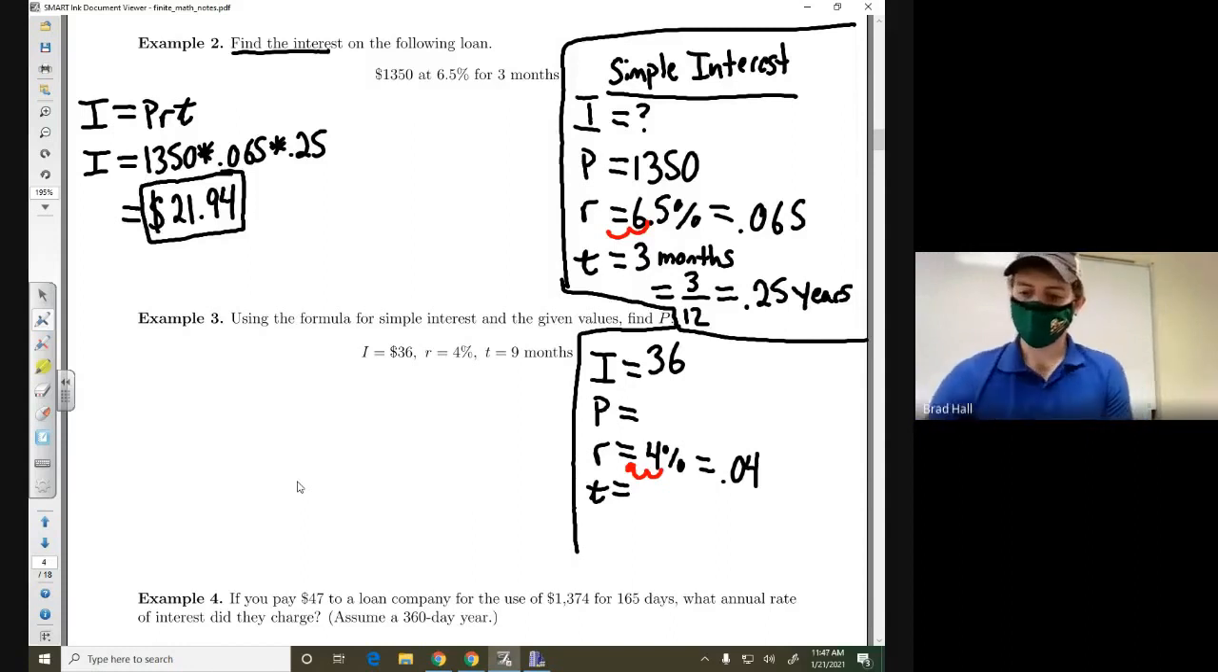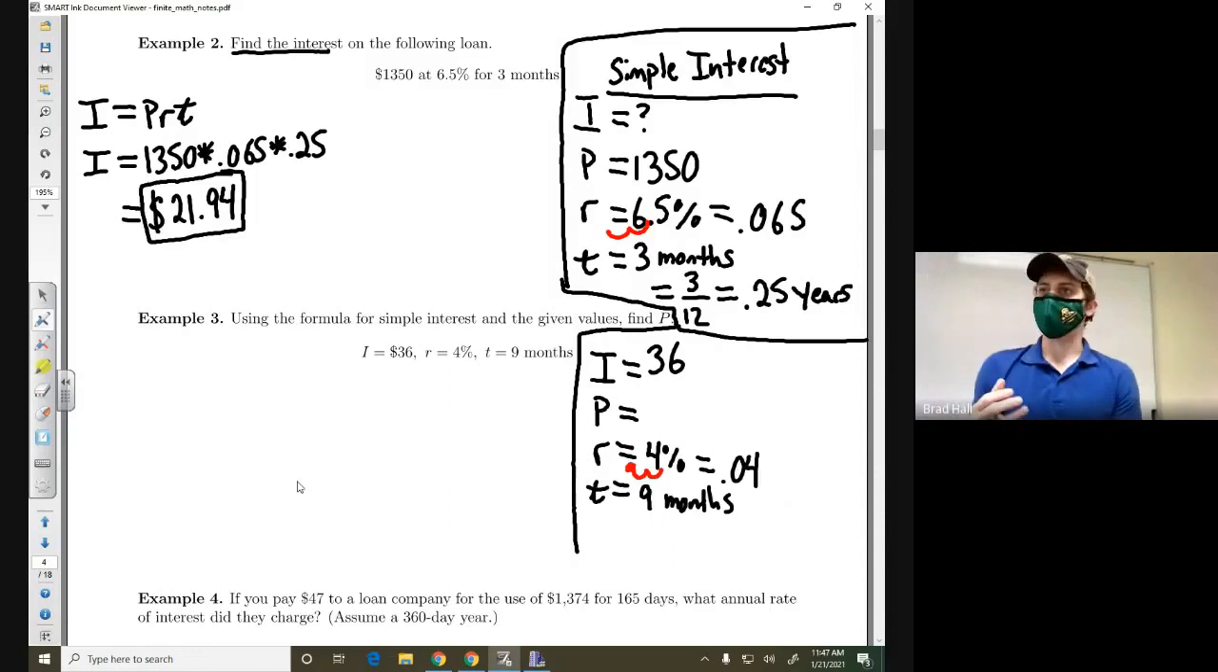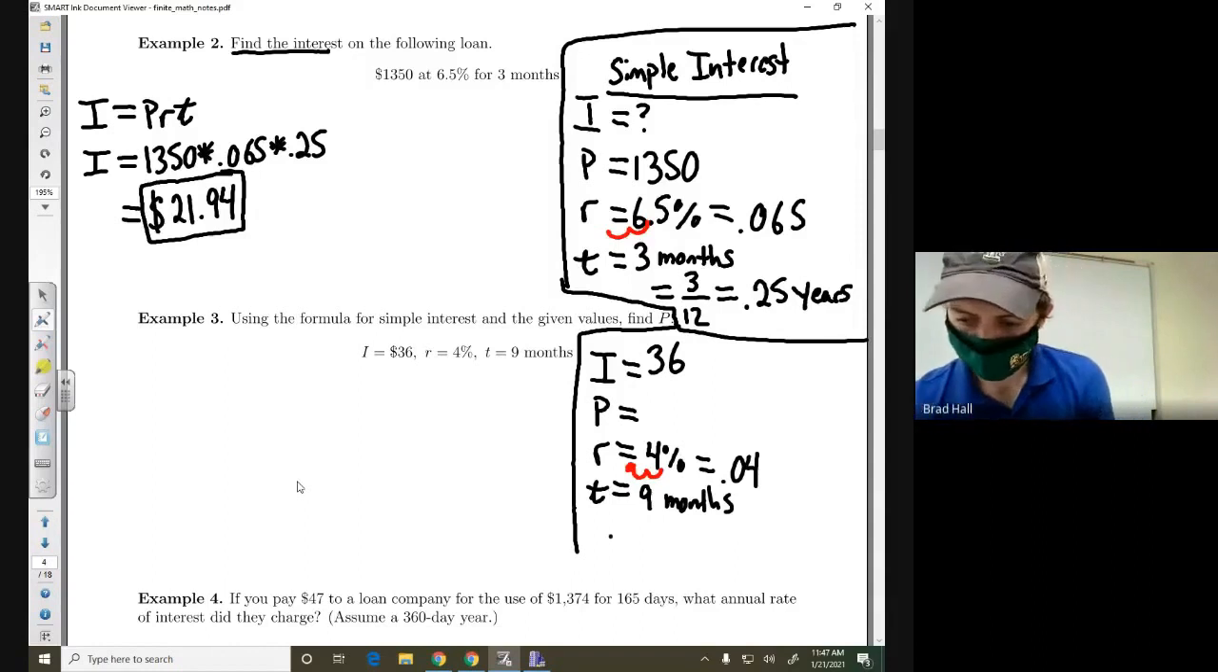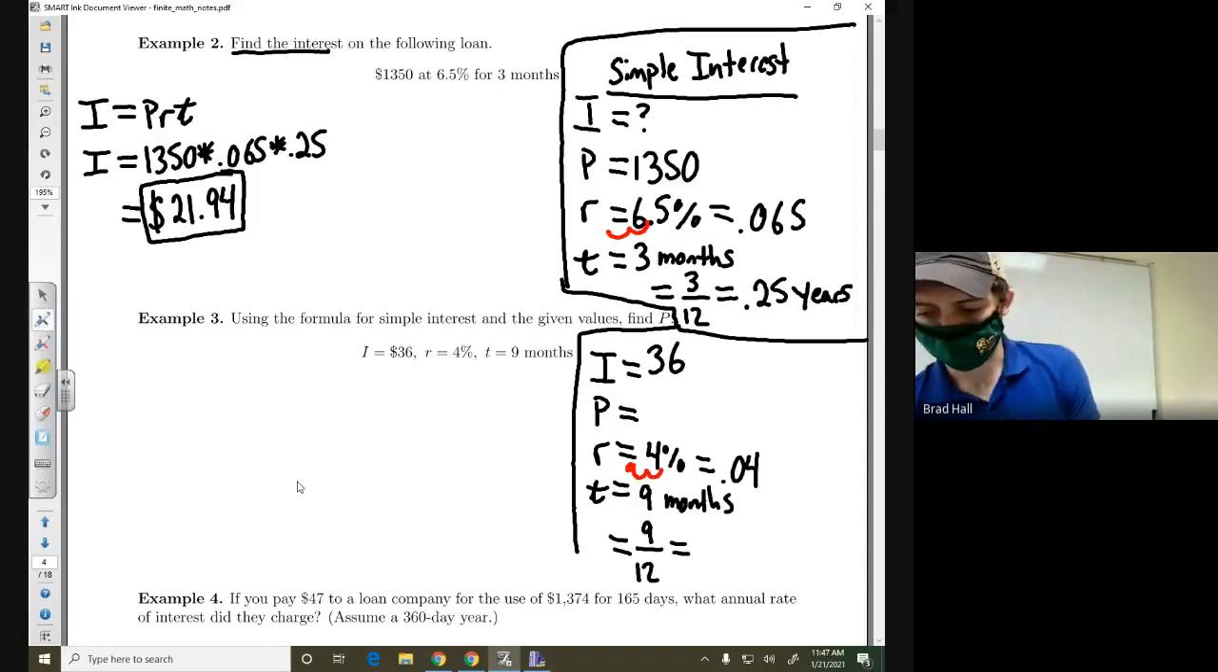And the time, they tell us it's 9 months, but we know, wait a minute, we don't use 9 months, we need to convert that to years. So we do exactly what we did before. Take the 9 and divide it by how many months are in a year, that's 12, and we can convert that to a decimal because people like decimals more. So 0.75 years.